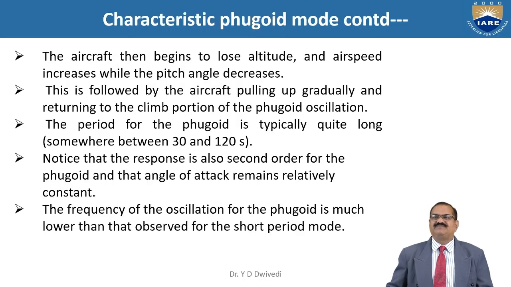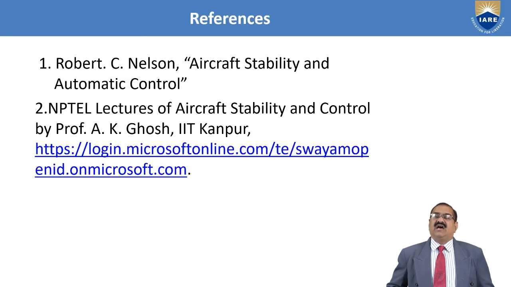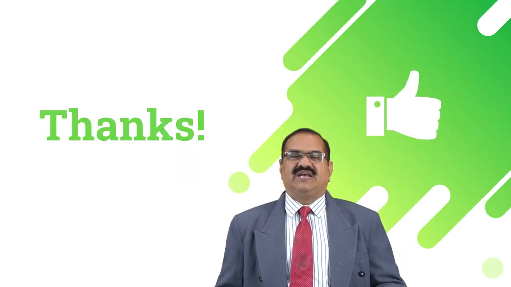So that is the case for the phugoid mode, and I have taken these references from Robert C. Nelson, Aircraft Stability and Control. And in the next class, I am going to further discuss the other modes, with proper explanation for each different type of dynamic mode, and try to explain all these mathematical equations and their application for different dynamic modes. Thank you very much for joining this class.